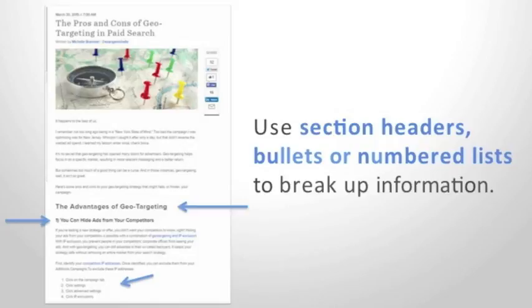You can also break up the text in your blog post by using section headers and bullets or numbered lists to highlight your points. Within the same blog post, you have a section header, the advantages of geo-targeting, which lets the readers know what they're about to read. You have a numbered list as a subheader right below that, which adds some clarity. You know how the post will be structured, and it's easy to understand. And you even have another numbered list within the first section, which makes the information in the paragraphs of text easier to digest.